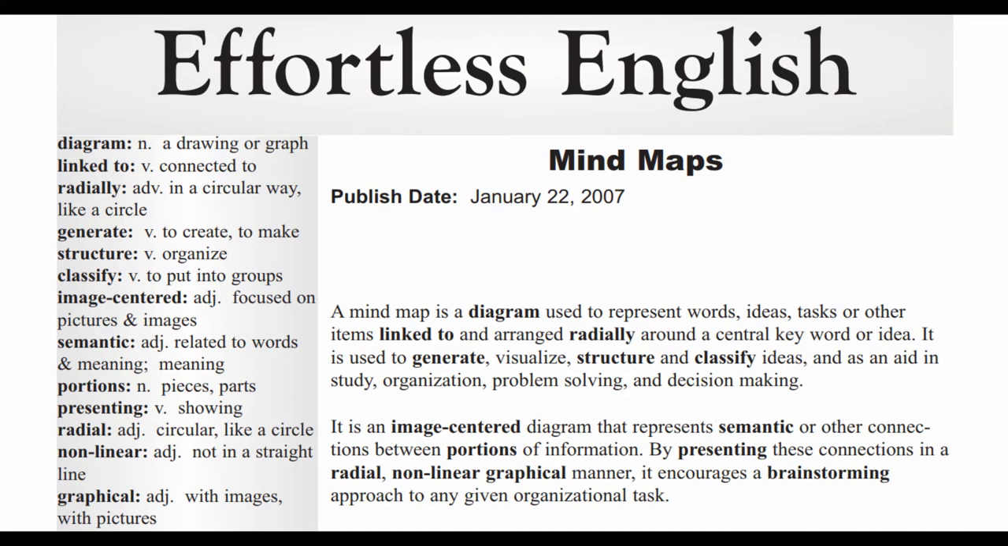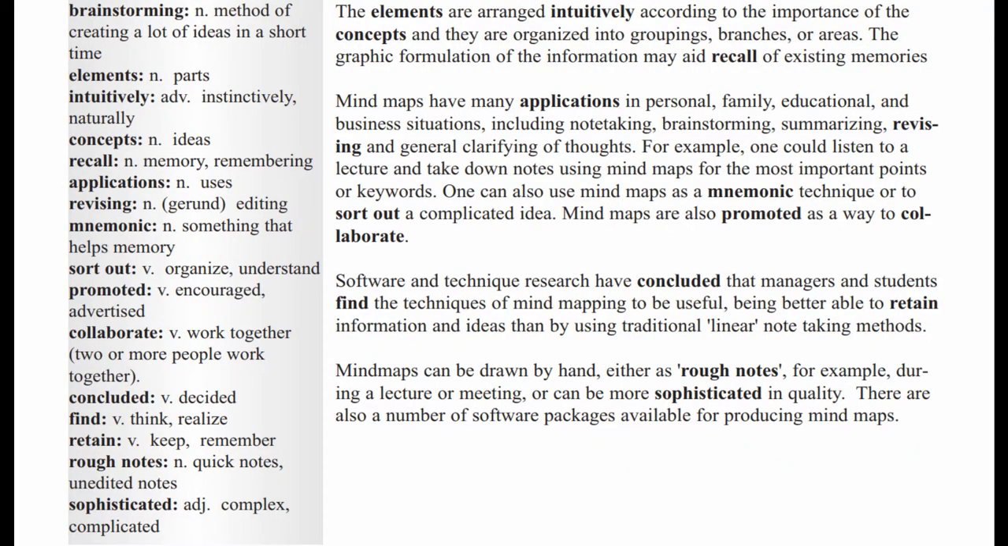All right, we see the word nonlinear. Mind maps are nonlinear. Nonlinear means not in a straight line. So linear means straight line, in a straight line. Comes from the word line, linear. Nonlinear, not in a straight line. That same thing we see, nonlinear graphical manner. Mind maps are also graphical. Graphical is quite similar to diagram, except graphical is an adjective. Graphical means with images, okay, with pictures. All right, we see the word brainstorming in the same sentence. Mind maps encourage brainstorming. In fact, mind maps are a good way to brainstorm.